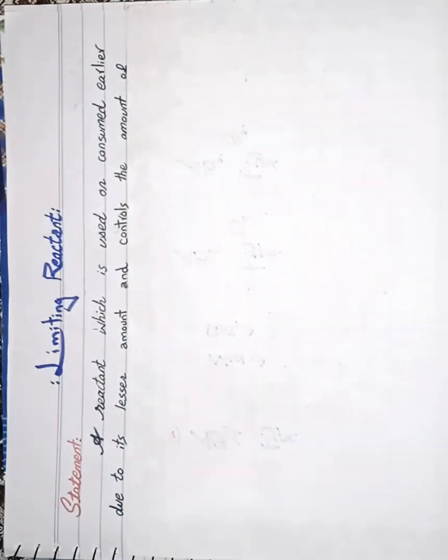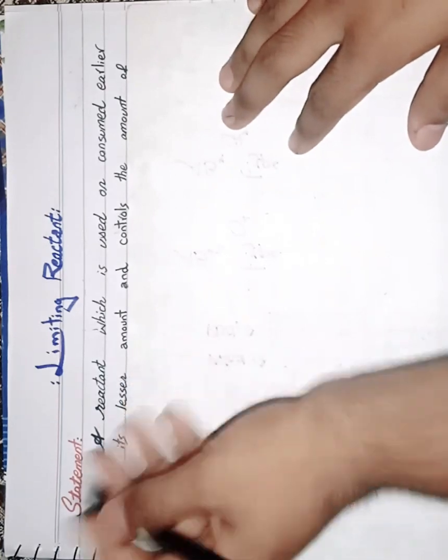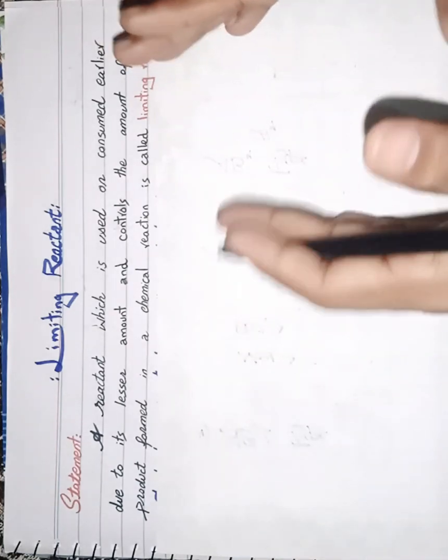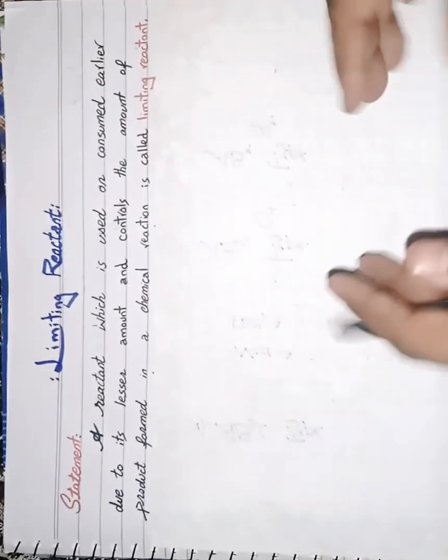Means a reactant which we use, let's suppose in the example of H2 plus O2, and we take a product of 2 mole of H2O. Earlier, due to its lesser amount, the reactant which we use has a lesser amount and controls the amount of product. As we know, if the amount we choose is lesser, then the product is formed according to it. In any chemical reaction this is called a limiting reactant.